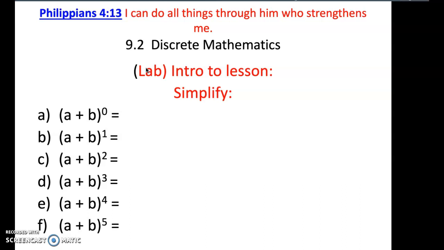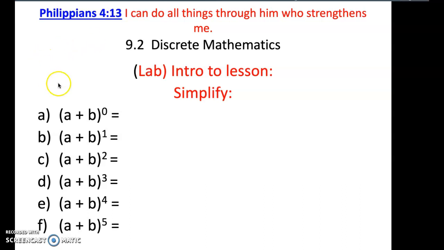All right, so we're going to start 9.2 and it's over a 2-day lesson. We're going to do the easier problems today and the more challenging ones on Monday. This is also a review of Algebra 2. So this is great because we're moving forward in our curriculum, but we're also reinforcing skills you already know.